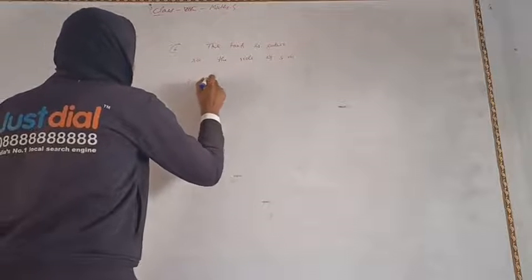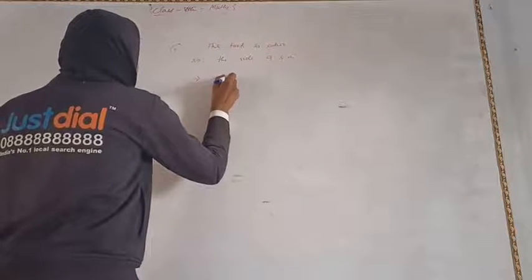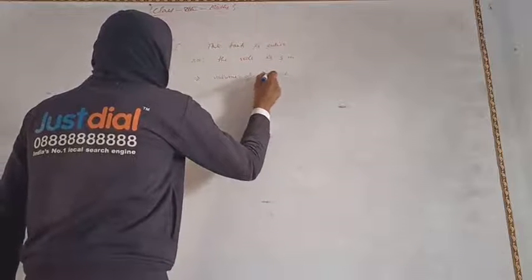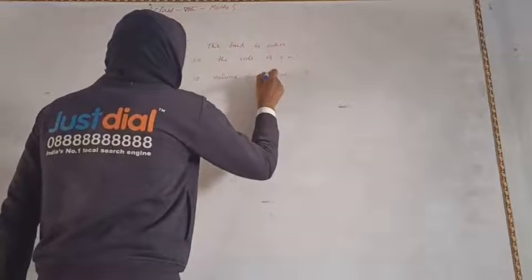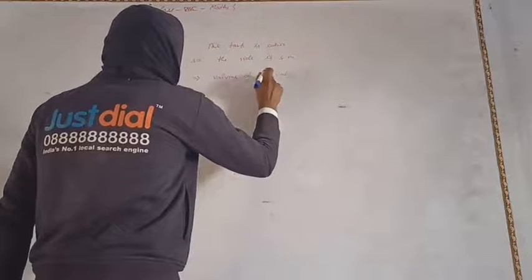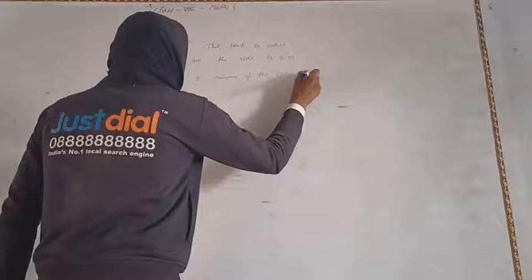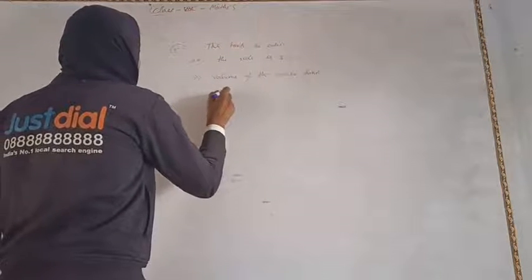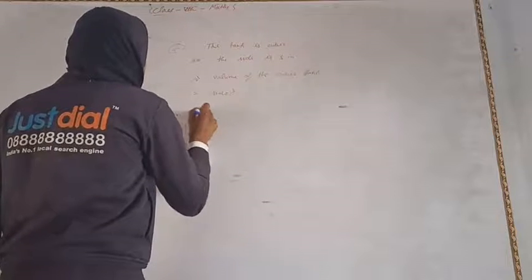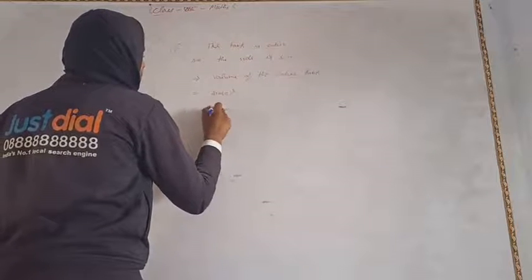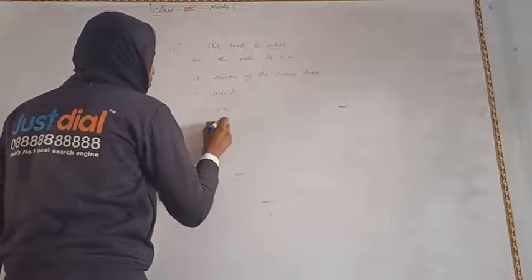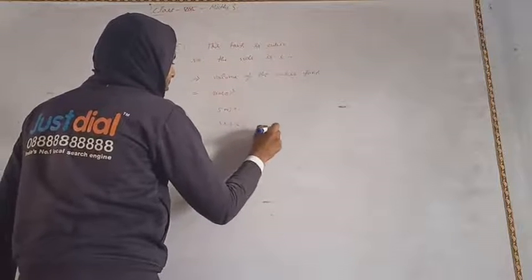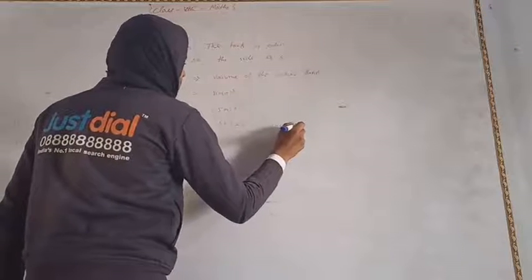So the volume of the cubic tank is equal to side cube, is equal to 5 meter cube, is equal to 5 into 5 into 5. 5 5s are 25, 5 25s are 125 meter cube. Okay.